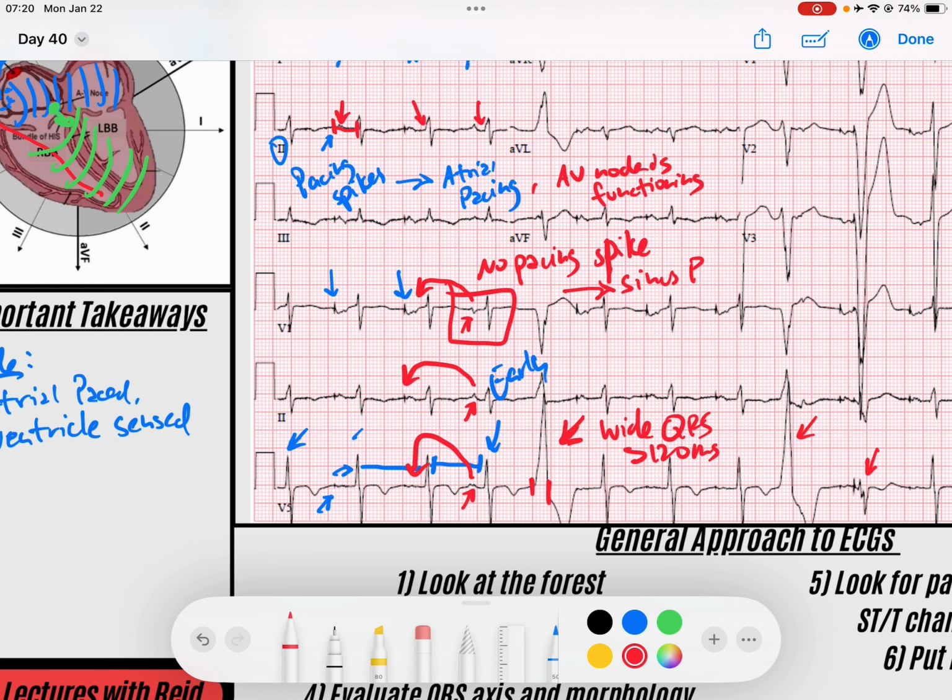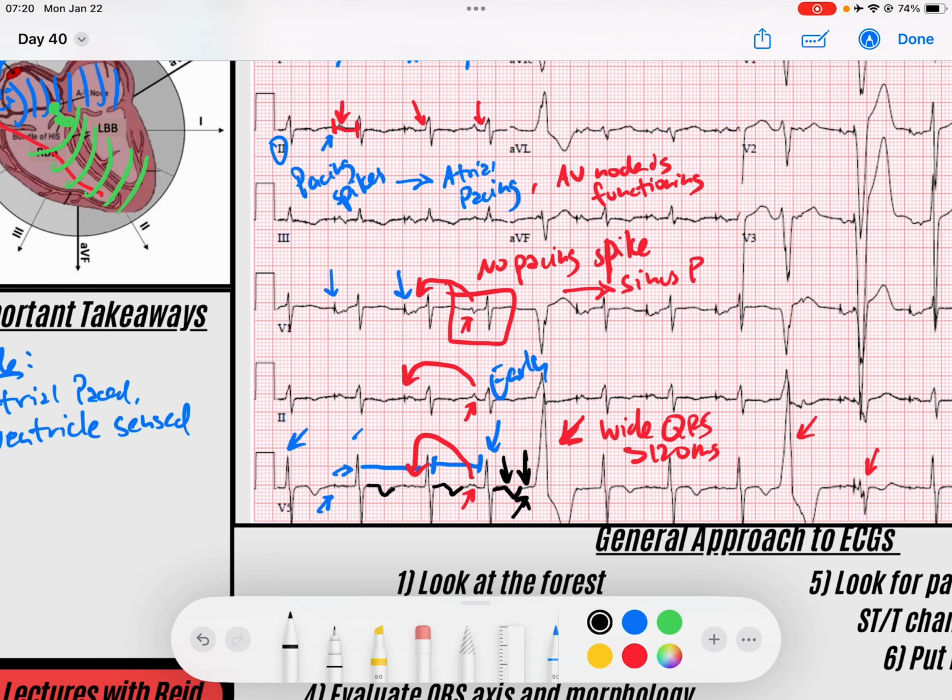It looks pretty early. What I need to do is look in detail in front of it and make sure that this is not a PAC with aberrant conduction. And I don't see any P waves, right? Do you see any P waves here? Because I don't. I see a nice T wave that, when compared to previous T waves, looks exactly the same.